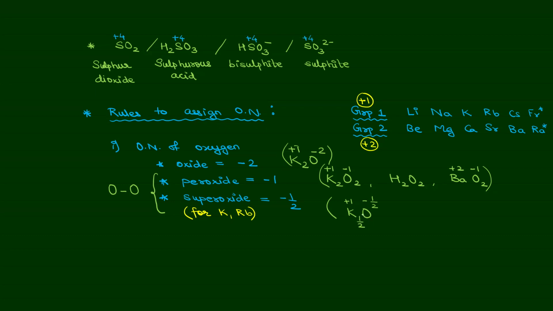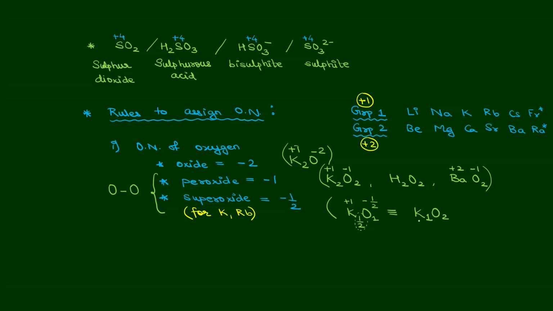But do we write the formula in the fraction? No. So what I would do is multiply 2 for both potassium and oxygen. If I multiply 2 with half, I would get 1. And if I multiply 1 by 2, 2. Can I say K half O is equivalent to KO2?